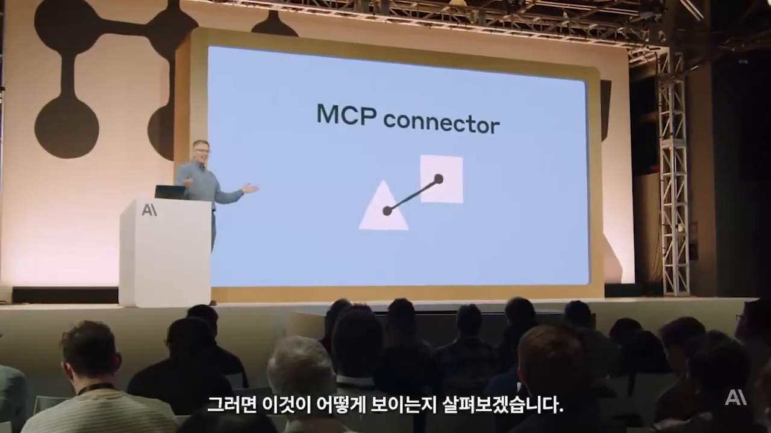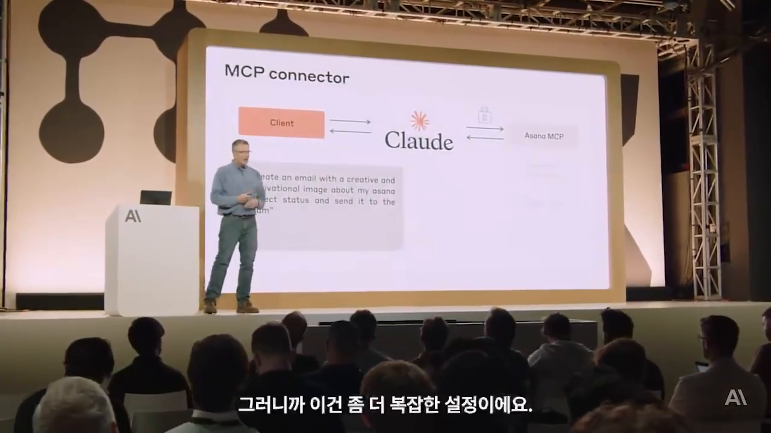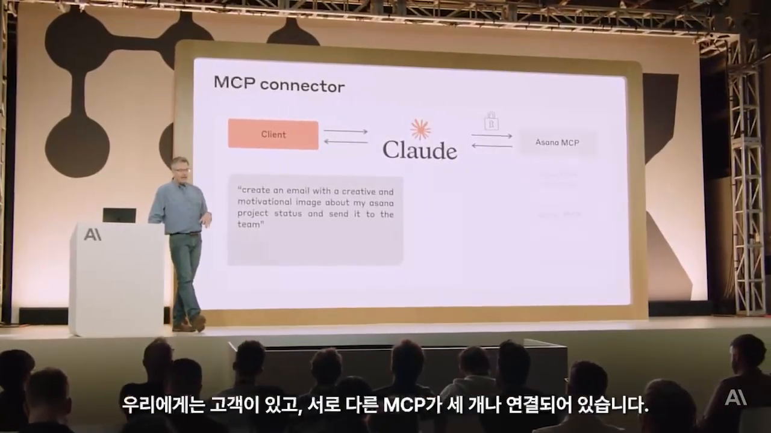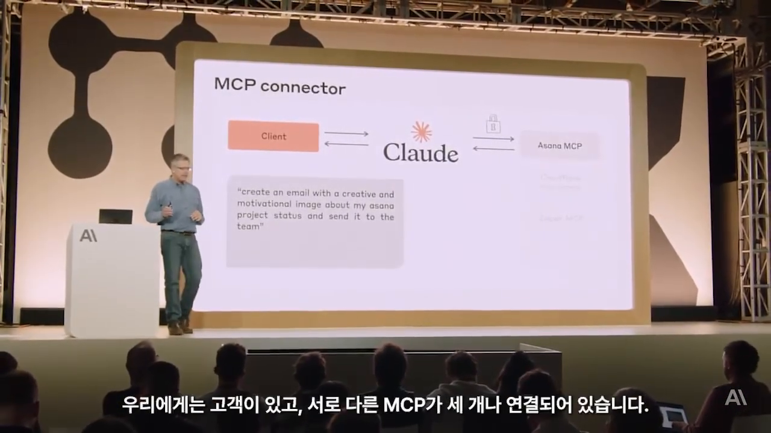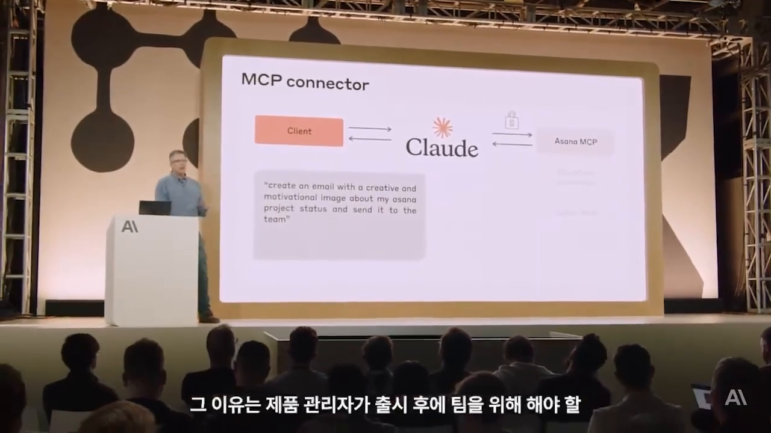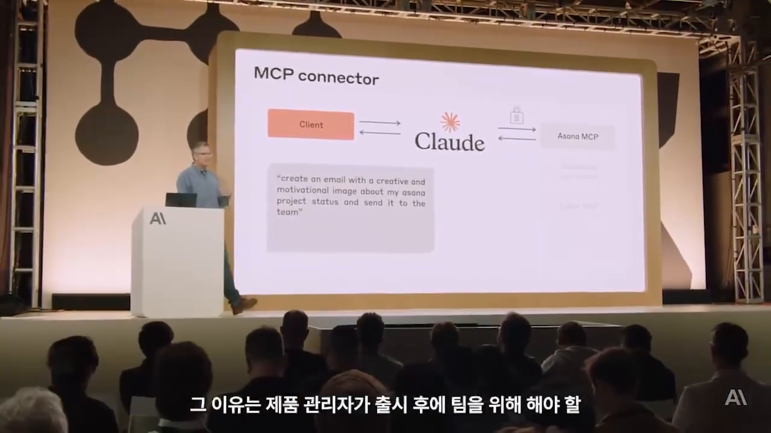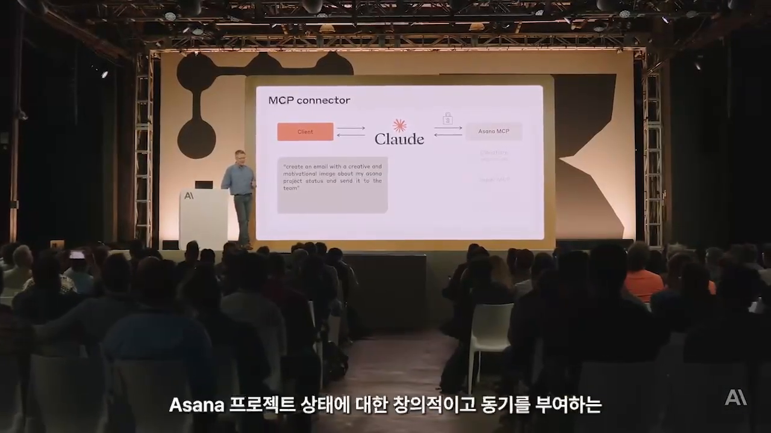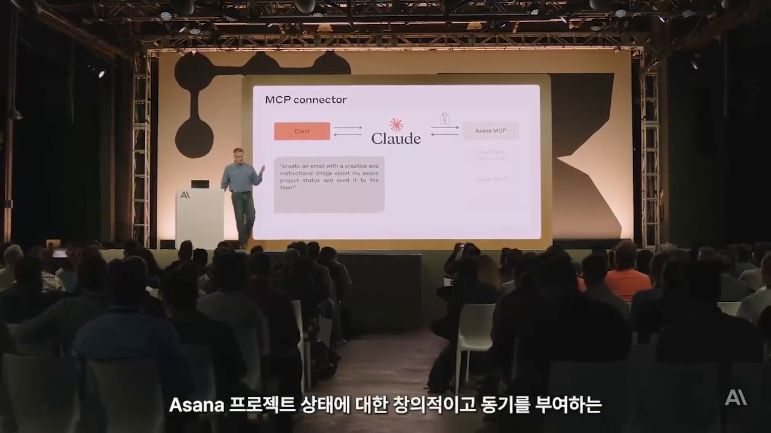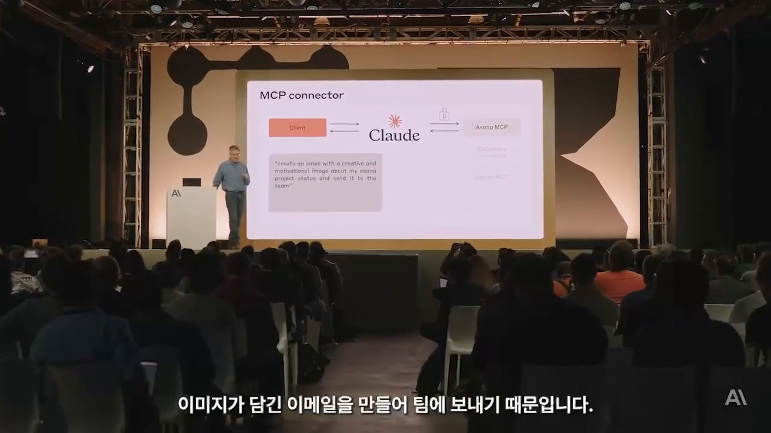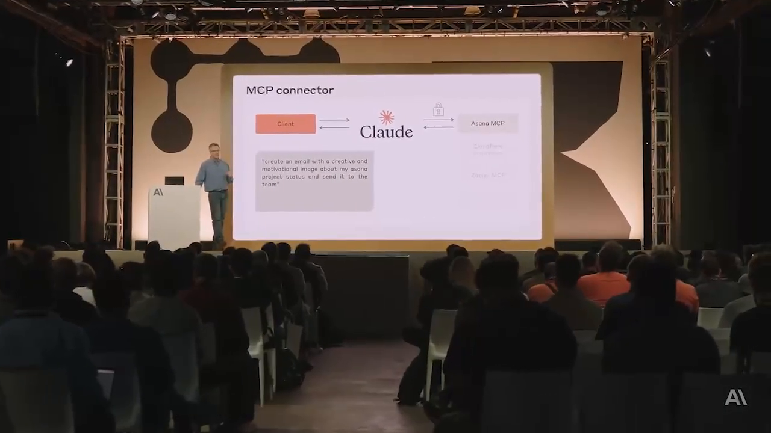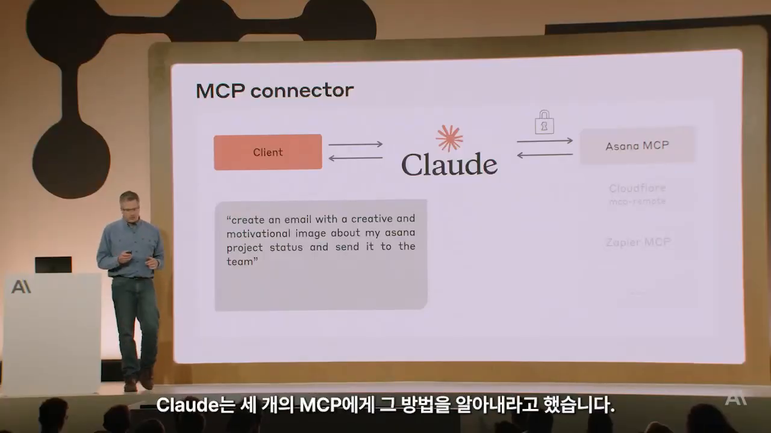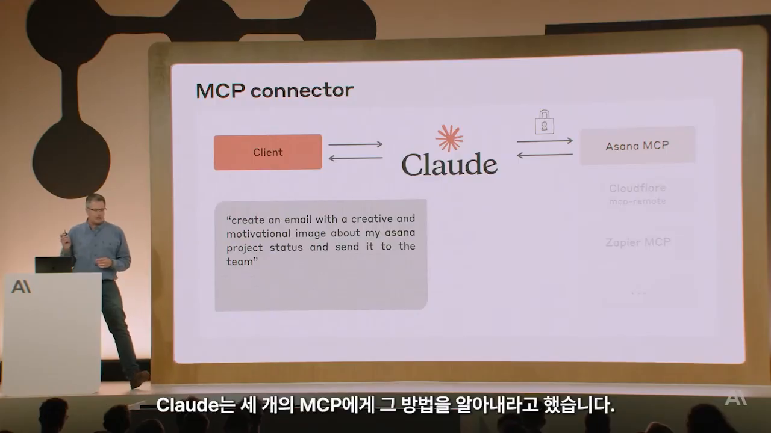So let's take a look at how that looks under the covers. This is a little bit more complicated setup. We have our client, and we have 3 different MCPs connected. That's because our agent is going to serve queries like this one that a product manager might need to do for a team after a launch: Create an email with a creative and motivational image about my Asana project status and send it to the team. So there are several components here, and Claude's got these 3 MCPs to go figure out how to do that.